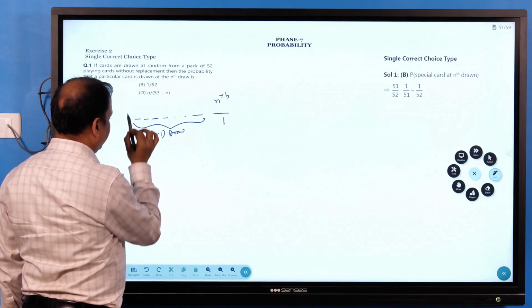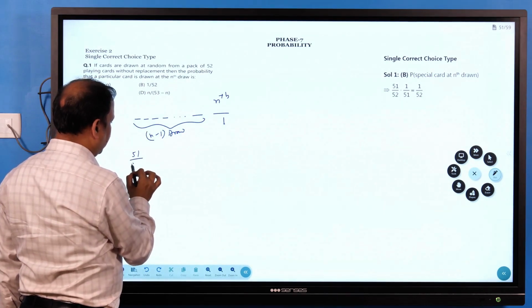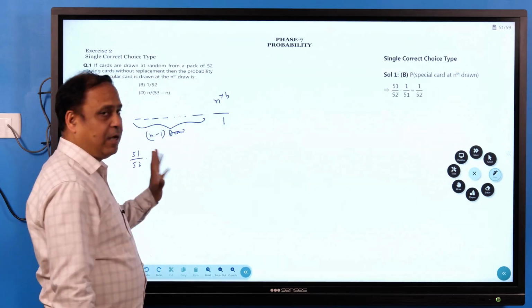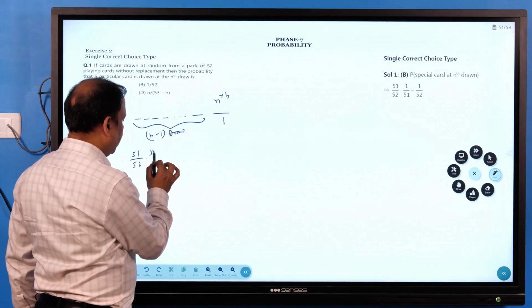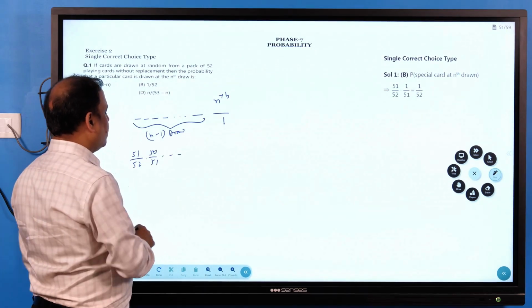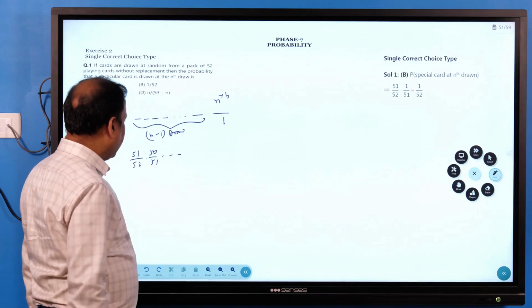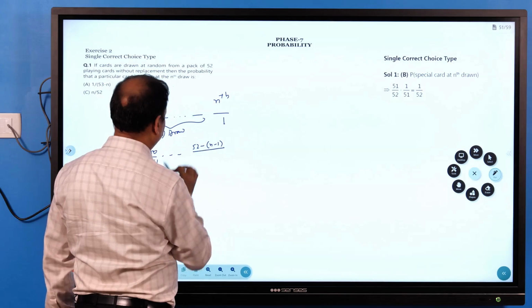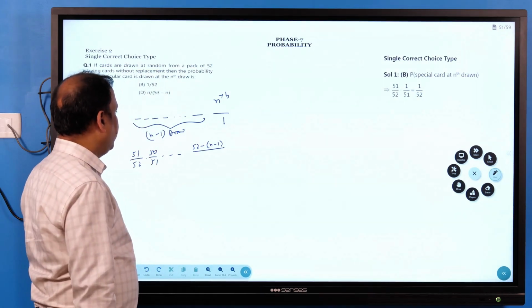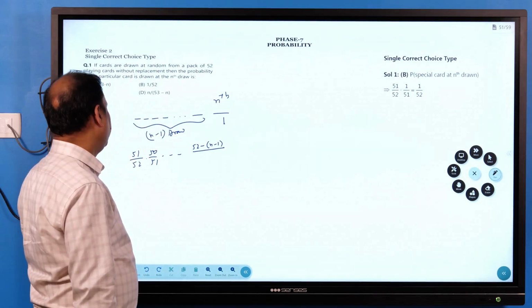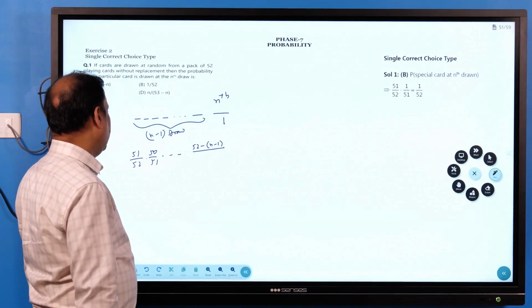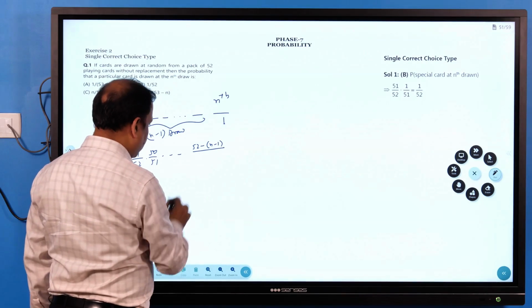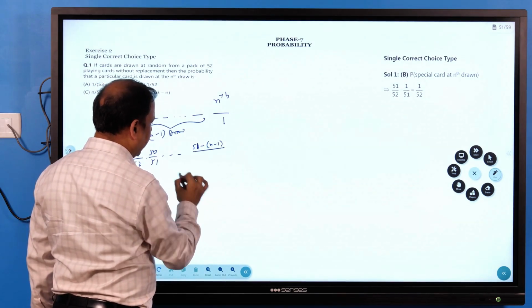So total number of n minus 1 draws are there. First we are drawing; any one from the 51 cards can be drawn. For the second, how many cards are left? 51, and the favorable cases are 50, so 50 upon 51, and so on. So after the n minus 1 draws, how many cards will be left? 52 minus n minus 1. This card also we have to remove, so 51 minus n minus 1 will be left.